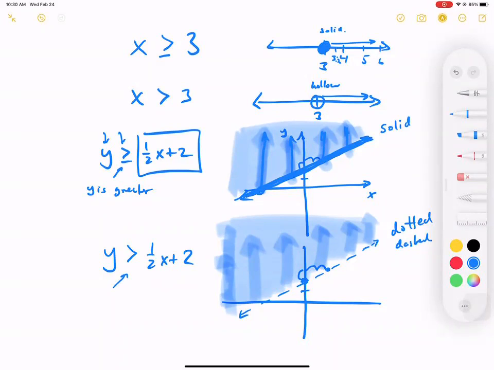And that's always a trick. Sometimes you're rushing through the problem and you don't catch that dotted or solid part. In IXL, you will have to know the difference between solid and dotted.